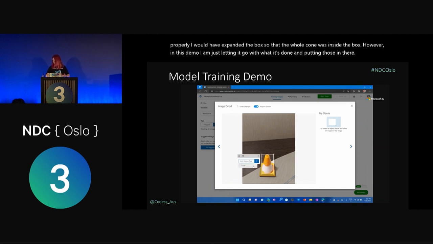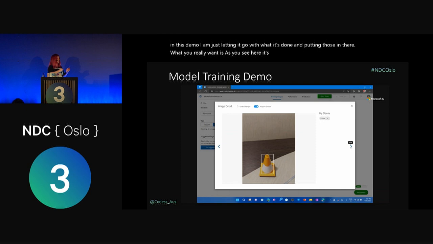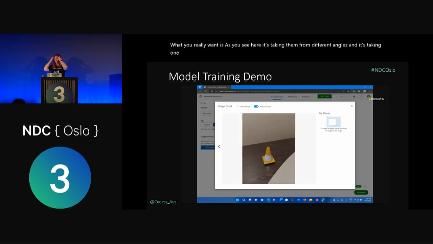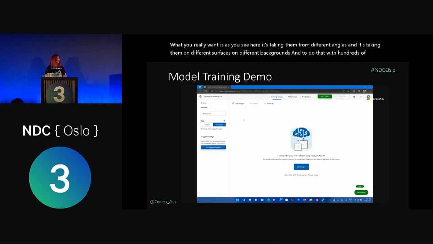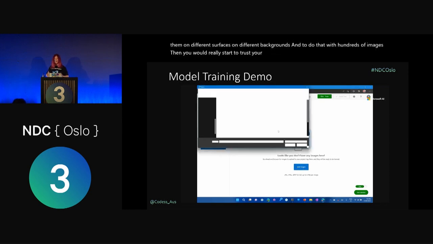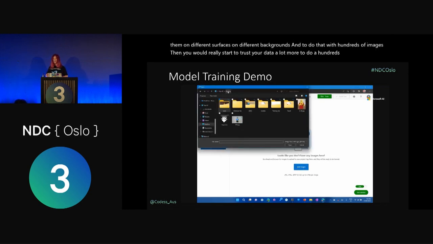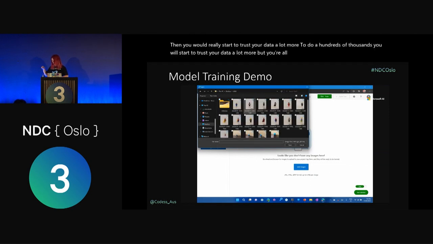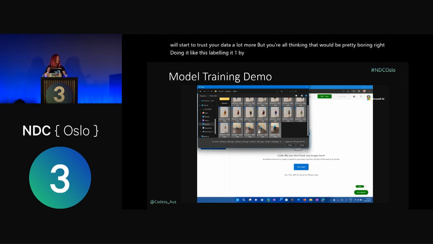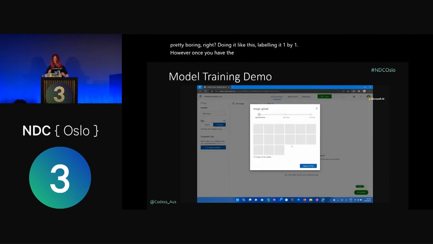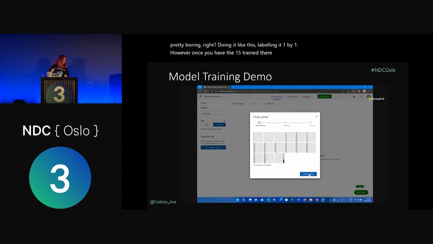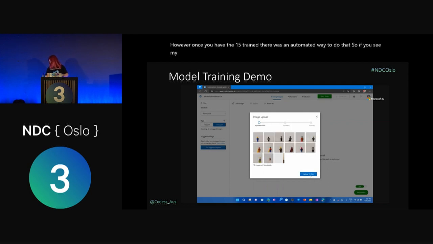What you really want is, as you see here, it's taking them from different angles and on different surfaces, on different backgrounds, and to do that with hundreds of images, then you would really start to trust your data a lot more. To do it with hundreds of thousands, you would start to trust your data a lot more. But you're all thinking that would be pretty boring, right? Doing it like this, labeling it one by one. However, once you have the 15 trained, there is an automated way to do that. So you see my laziness will pay off in a little bit.